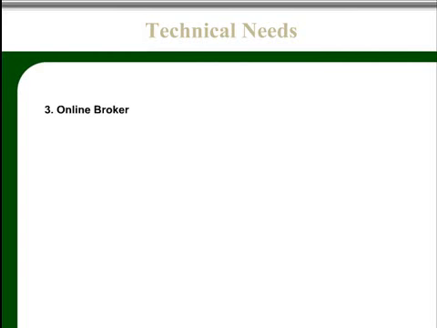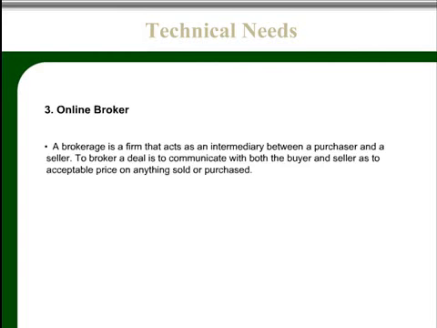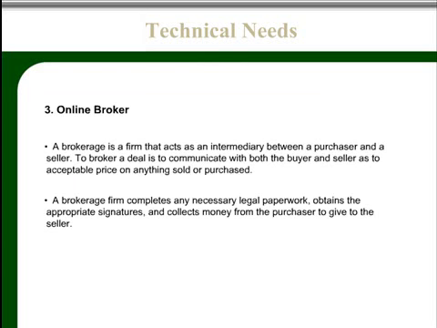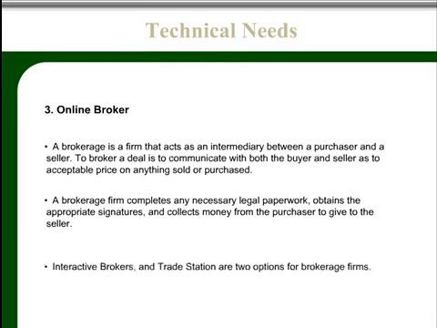Third is an online broker. A brokerage is a firm that acts as an intermediary between a purchaser and a seller. To broker a deal is to communicate with both the buyer and seller as to acceptable price on anything sold or purchased. A brokerage firm completes any necessary legal paperwork, obtains the appropriate signatures, and collects money from the purchaser to give to the seller. Interactive Brokers and TradeStation are two options for brokerage firms.